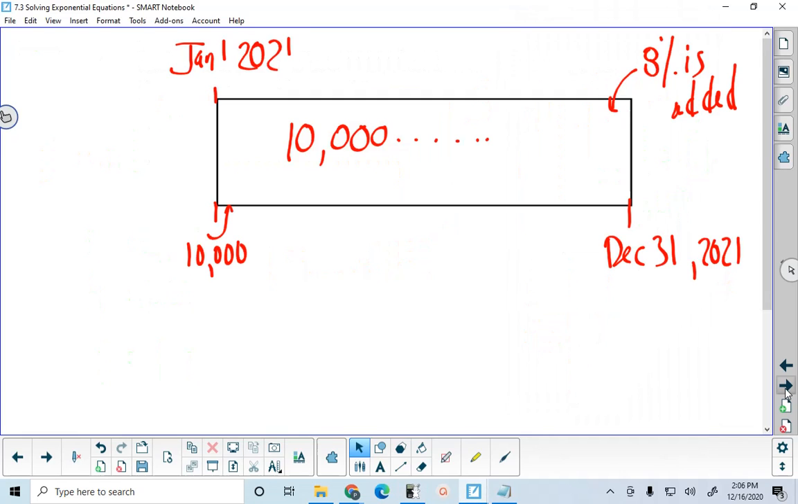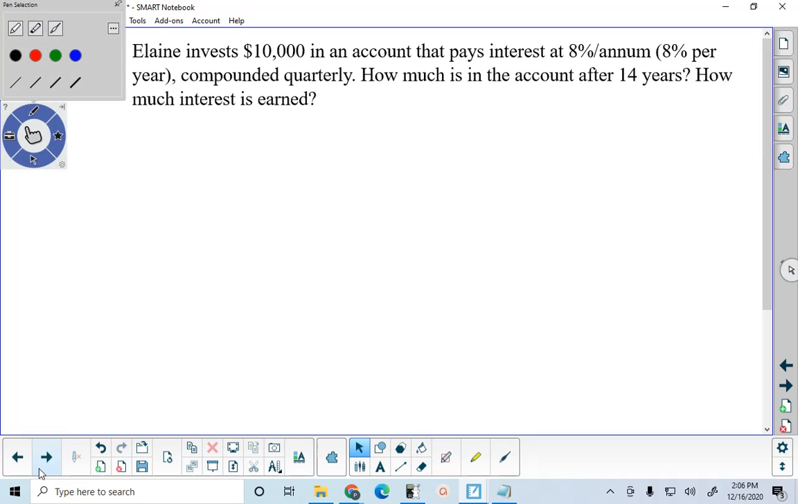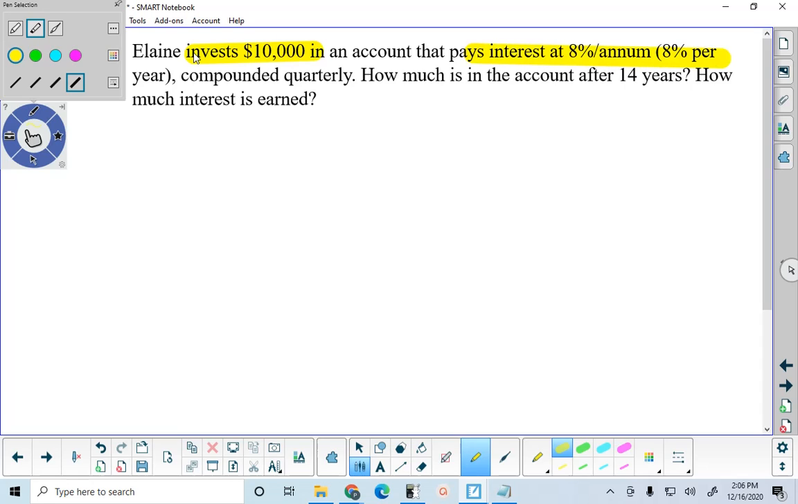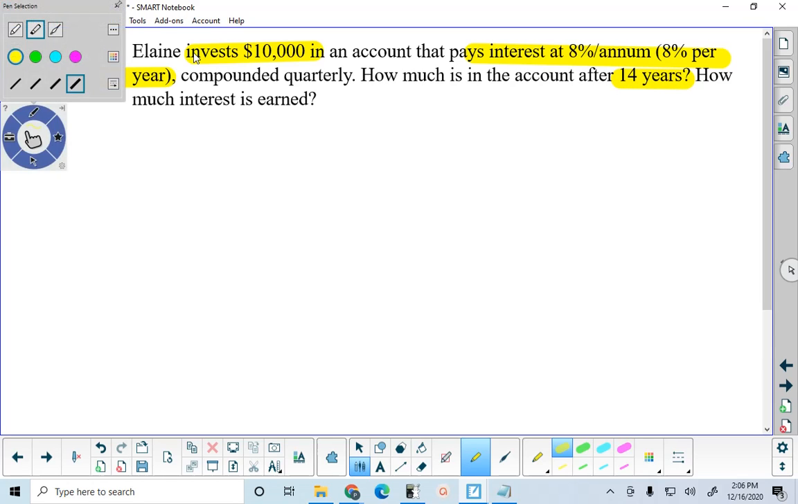All right, number 5. Elaine also has come into $10,000. And she's going to invest it, but she's got a different account. And the difference here, everything is identical. Elaine invests $10,000, so did Jerry. Elaine got 8% per year interest, so did Jerry. Elaine invests it for 14 years, so did Jerry. What's different is that it's compounded quarterly. And we need to talk about what that means.